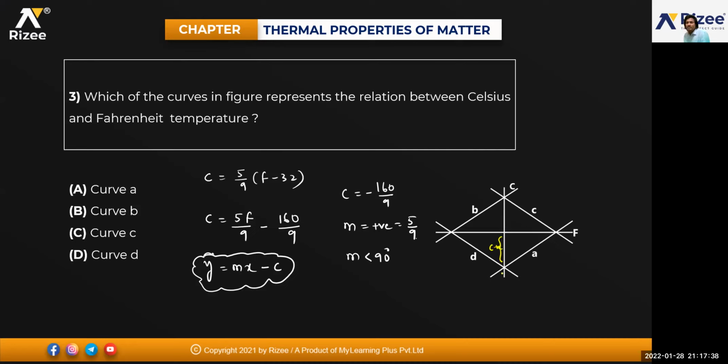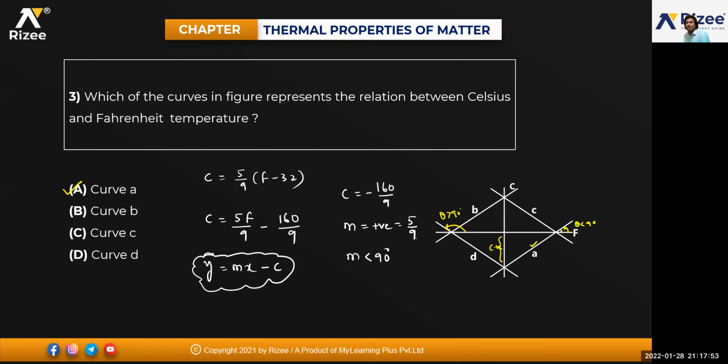This one is C beta on the x-axis, this one is C negative. Okay, this graph is there, this graph is there. But for this graph, if I take the angle, theta is greater than 90 degrees. For this one, theta is lesser than 90 degrees. So A will be the graph. So curve A will be the answer.